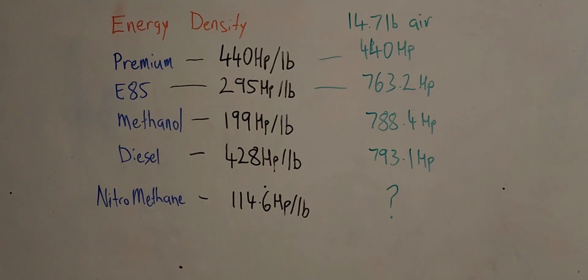So what we have here is just some basic calculations that I went ahead and did just to make things really easy and really simple. All this is about is demonstrating what happens when we do certain fuel modifications. So we go from our premium gasoline and then we switch to say E85 or methanol, and then I've also chucked in diesel and nitromethane for a little bit of fun, just to give you an idea.